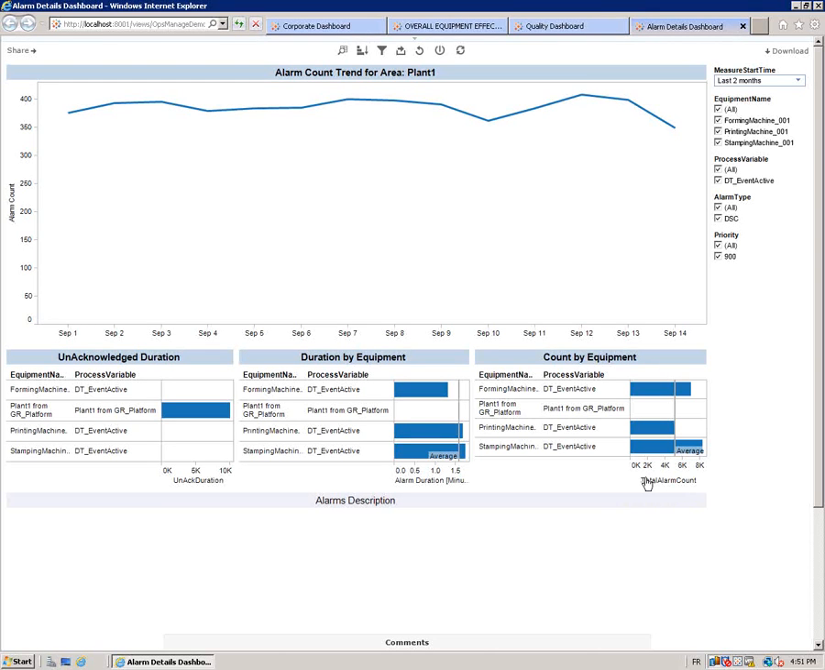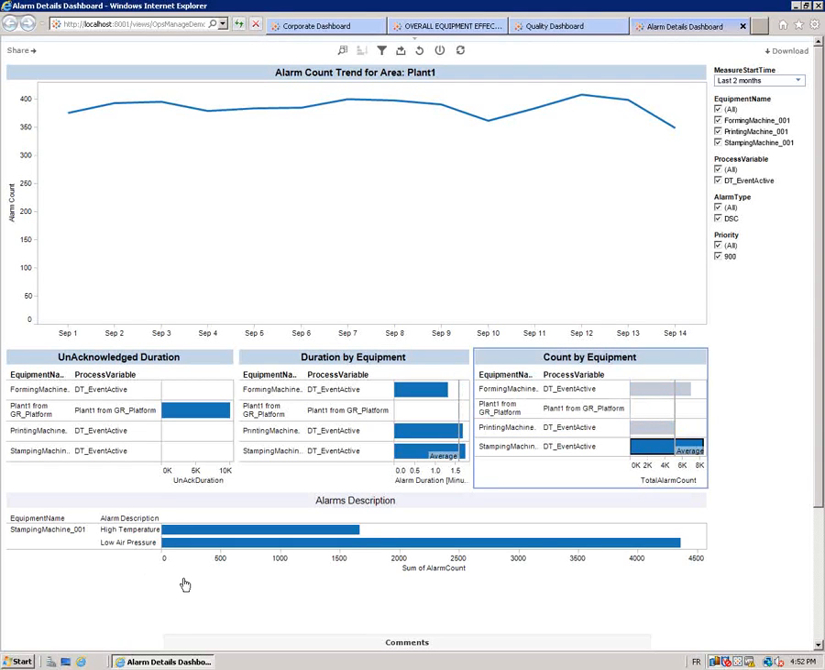So there's way more alarms than we could normally expect around that. By clicking on the alarm bar, we get even more information about the alarm's description. So we see that it is mostly the low air pressure that is causing this count to be higher. And same for the forming machine.